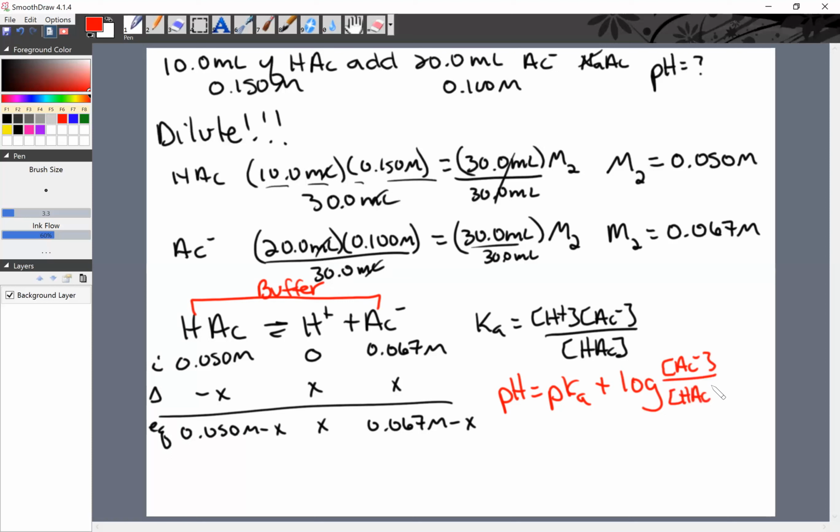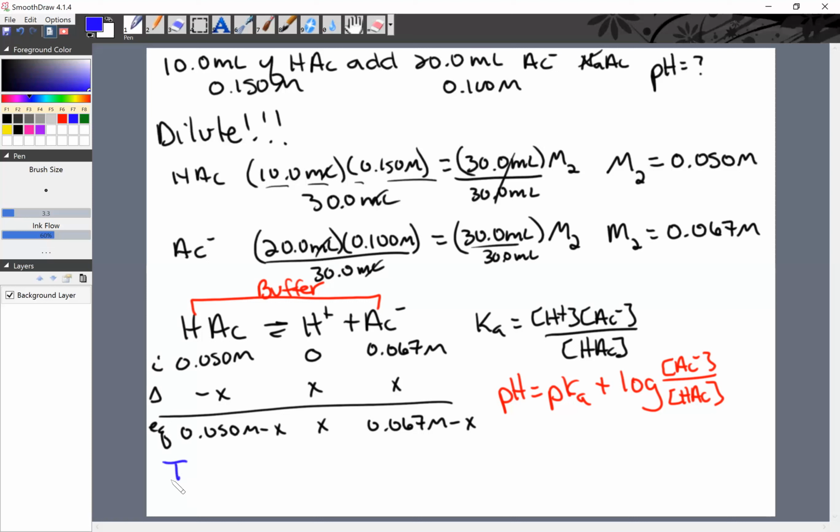You're probably thinking, well, I don't see how that's going to speed things up. If you recognize it as that, you can do a lot of calculations very quickly without having to reset up the whole ICE table. Here is my fun new trick for you.